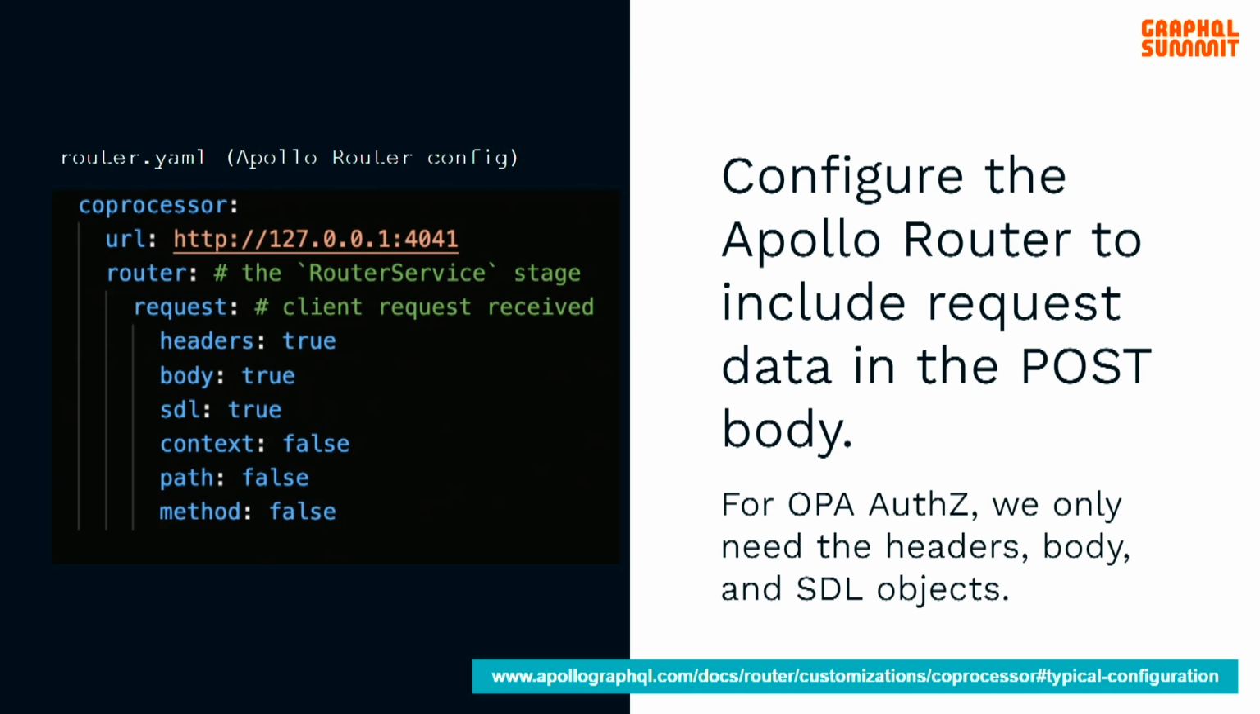For the OPA AuthZ demo we're just going to need the headers to get the auth, the body, which has the operation and the variables, and the SDL for our Supergraph schema.